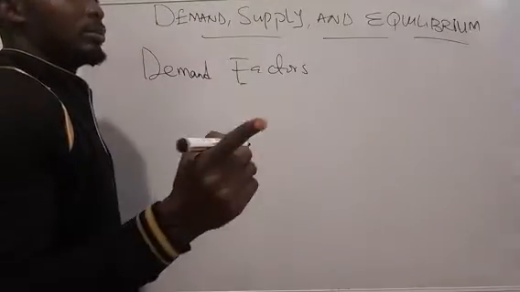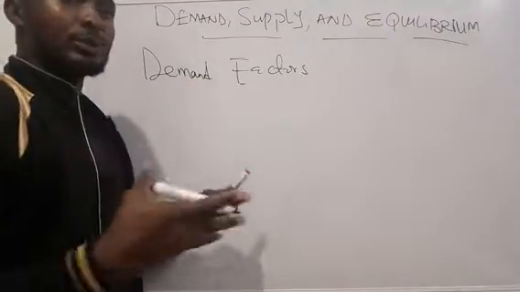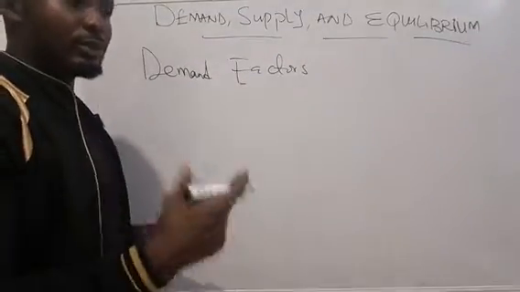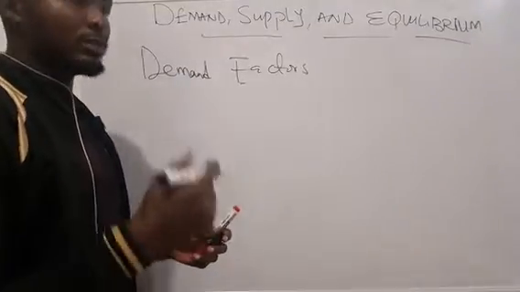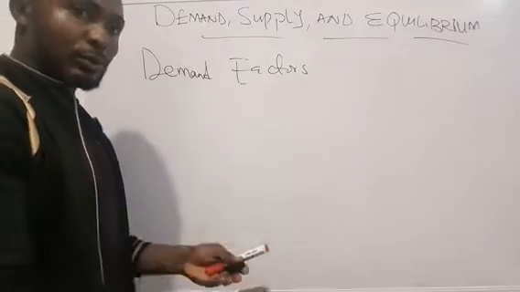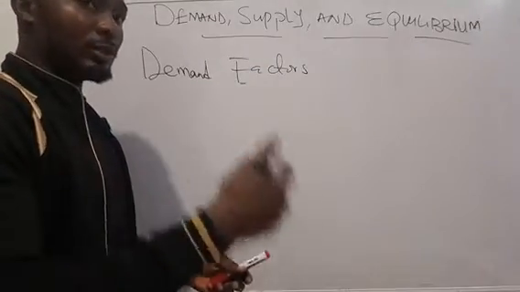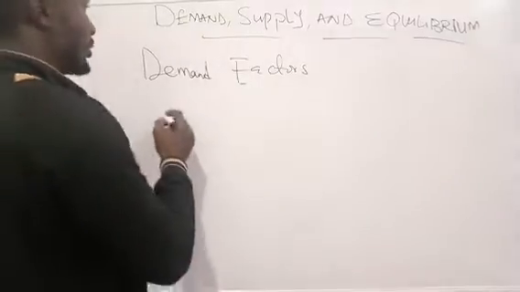Demand practically has to do with the amount of goods and services consumers are willing and able to purchase at a given price. So, technically, it is the amount of goods consumers are willing and able to buy. So, what determines this demand?